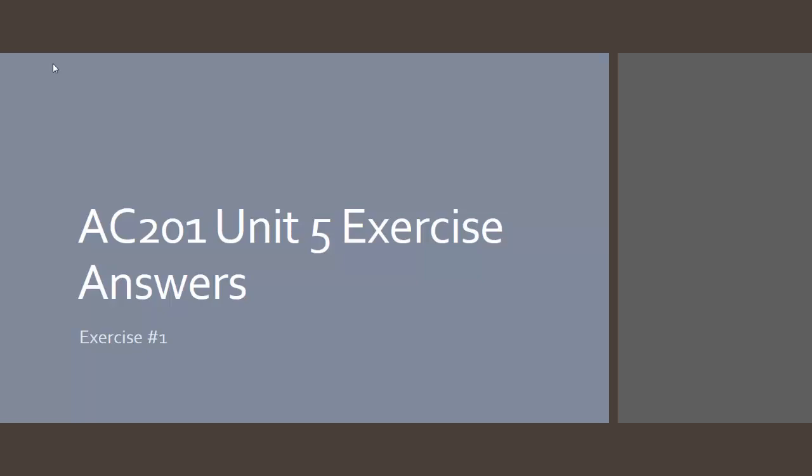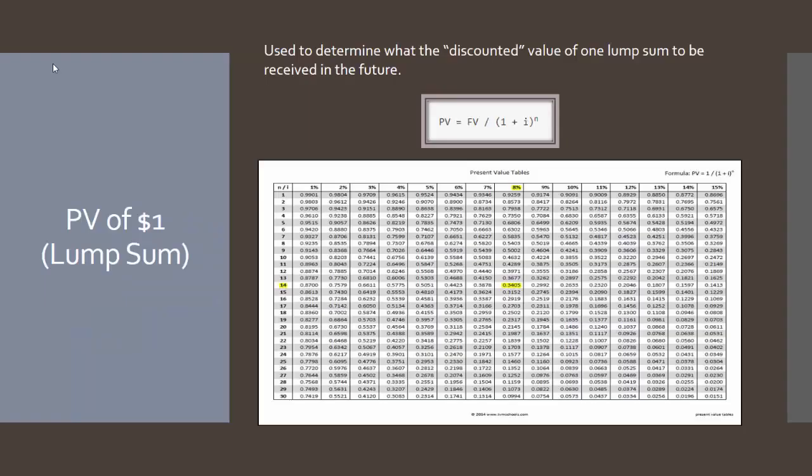Hello everyone, here is the answer to exercise 1 from unit 5 of AC201. In this unit, what we are doing is adjusting values using the time concepts of money.